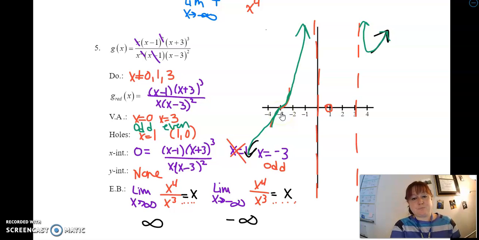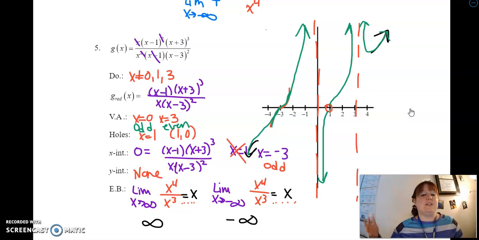Which means, since this one is an odd asymptote at 0, since this one's going up, this one has to be going down. So I'm going to go that way. All right. And then this one is an even asymptote. And since this one's going up, this one also has to be going up because it's an even asymptote. So it skips the hole and goes like that. And then we're done. That's our sketch.